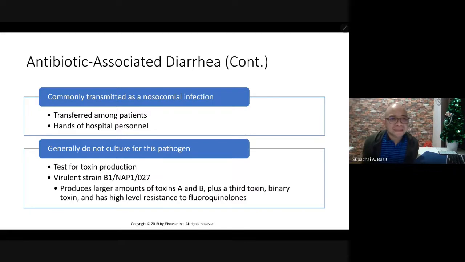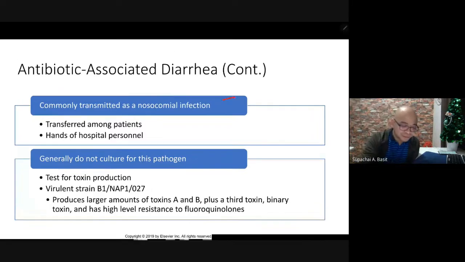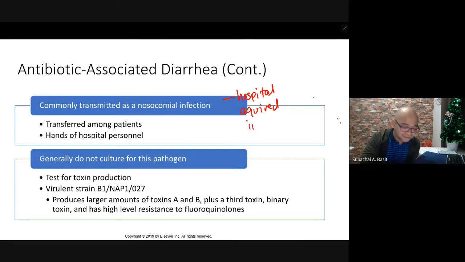So this antibiotic-associated diarrhea is commonly transmitted as a nosocomial infection. Again, when we say nosocomial infection, we are referring to hospital-acquired infection. This one is transferred among patients and hands of hospital personnel, so we call it hospital-acquired infection. We do not generally culture for this pathogen, but it is important that we test for toxin production. So what are the toxins? Toxin A and toxin B.